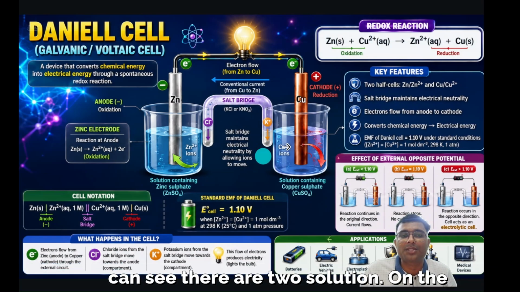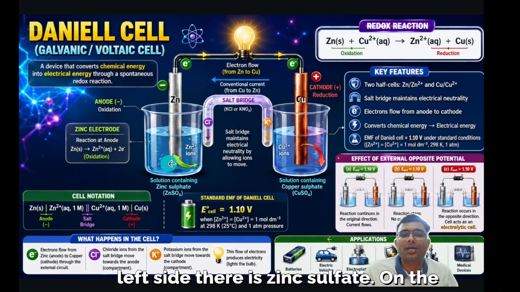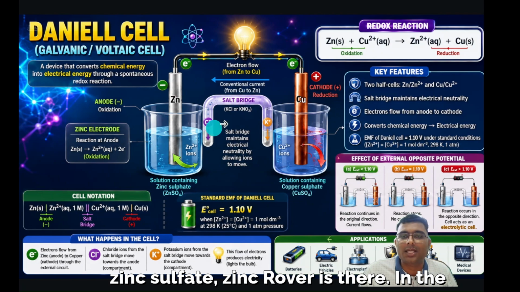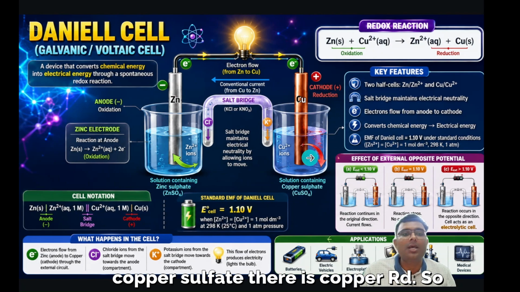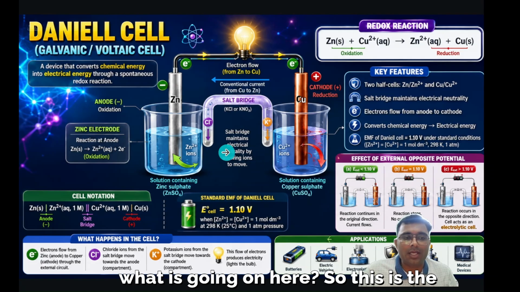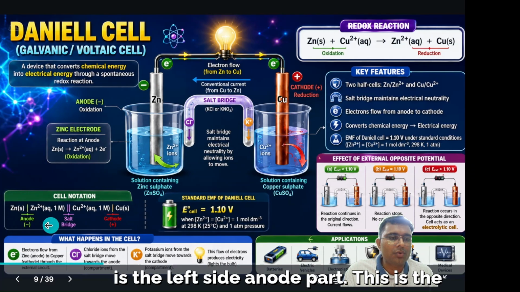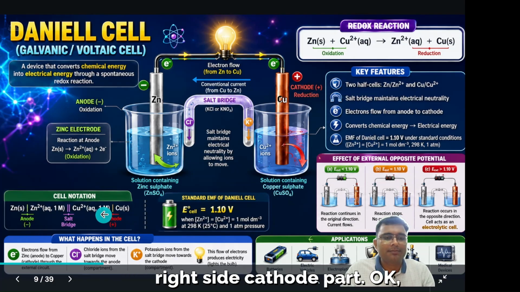So you can see here the picture of the Daniel cell. You can see there are two solutions. On the left side there is zinc sulfate, on the right side there is copper sulfate. In the zinc sulfate, a zinc rod is there. In the copper sulfate, there is a copper rod. So what is going on here? This is the cell notation. We can show a cell. This is the left side, the anode part, and this is the right side, the cathode part.